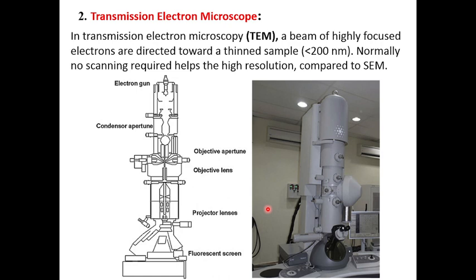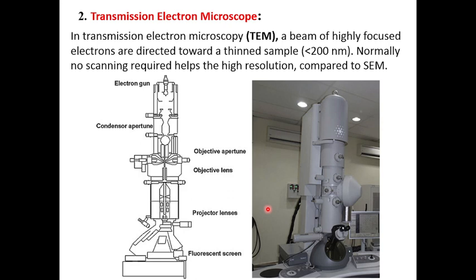Here also the instrument parts are the same: electron gun, then condenser lens, then objective lens, then projector lens, and finally the detector. This is the instrument for TEM. The cost of the instrument is also very high, but here the chance of error is very low, and we can see very clear images, overcoming all the defects that can arise in the SEM. So the transmission electron microscope is used for characterization of material, as well as crystal structure and microstructure, simultaneously by diffraction and imaging technique.